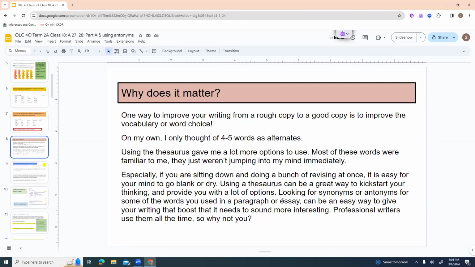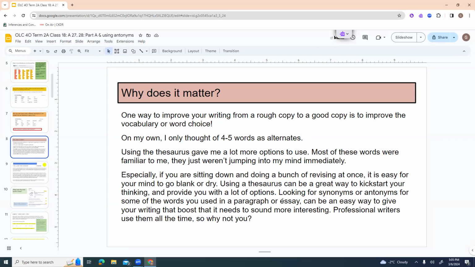Why does it even matter? Why bother using a thesaurus? Well, one way to improve your writing from a rough copy to a good copy during that revision stage is to improve the vocabulary or word choice. So on my own, I only thought of 4 to 5 words as alternates. Using the thesaurus gave me a lot more options to use. And most of these words were familiar to me. They just weren't jumping into my mind immediately. So, especially if you're sitting down and doing a bunch of revising at once, it's easy for your mind to go blank or go dry.